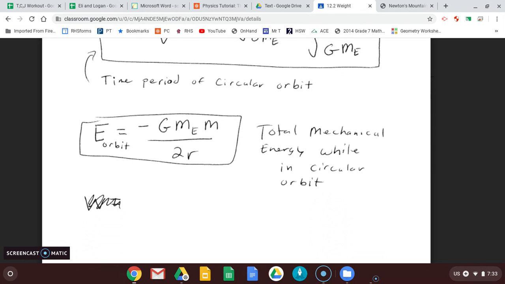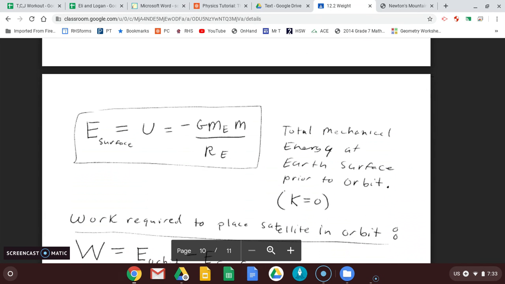And this is a formula derived for that total mechanical energy, we called it. We learned a time ago that total mechanical energy was the total of any kinetic and potential at any given moment. So for an object in orbit, this expression is total mechanical energy.